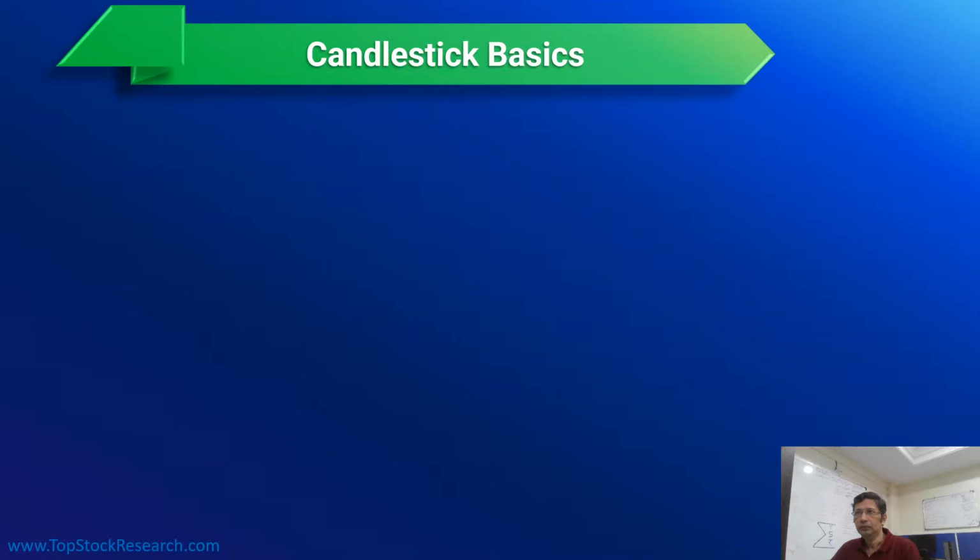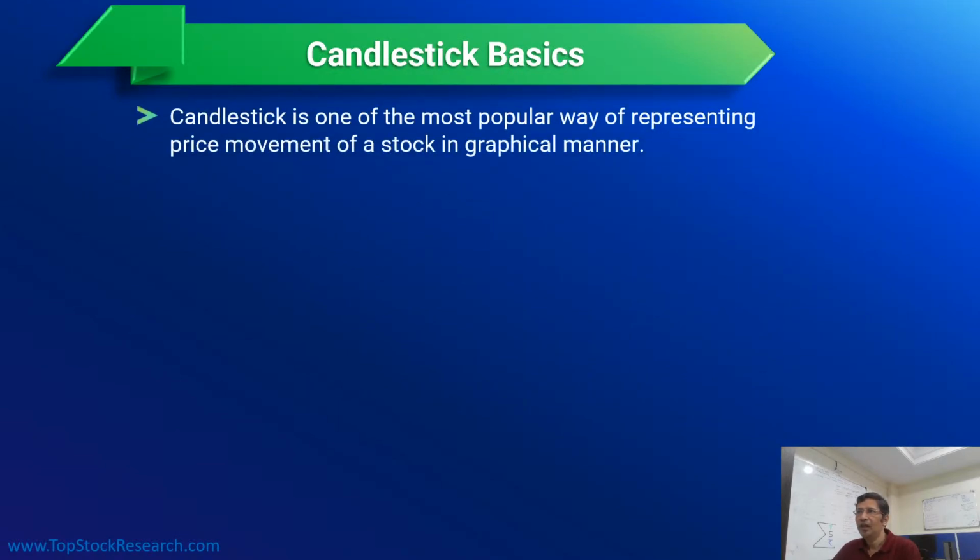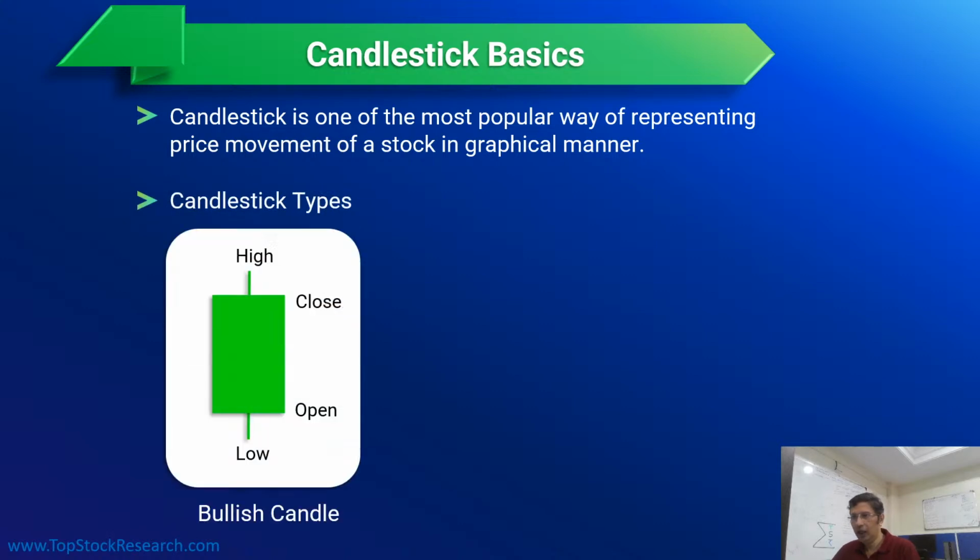So, candlestick basics. What does it do? It represents the price movement of a stock in a graphical manner. We'll see what those things are. A candlestick covers 4 parts: the open price, the close price, the high, and the low. Why this is important, we'll cover in a subsequent session, but for the time being it's important to know that it covers 4 points: open, high, low, and close.